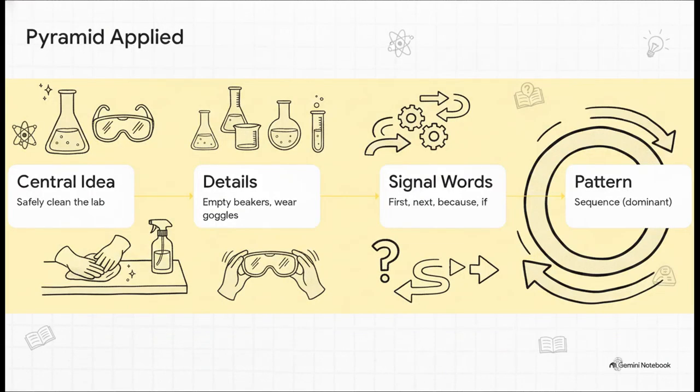Now, by applying the nonfiction pyramid, the structural blueprint becomes completely clear. The overarching central idea: safely executing a science lab cleanup. The supporting details are the actual action items, like emptying beakers and wearing gloves. But check out those signal words. First and next show sequence. Because gives us cause and effect. While creates a compare and contrast between standard classrooms and science labs. And if, combined with solution, flags a problem and solution dynamic. So, while the dominant pattern is clearly a sequence, it masterfully embeds the other 3 patterns right inside it.